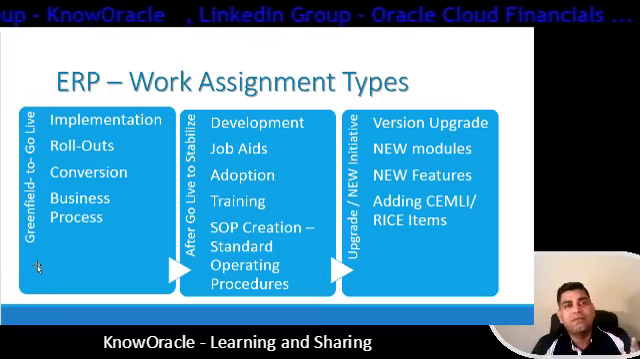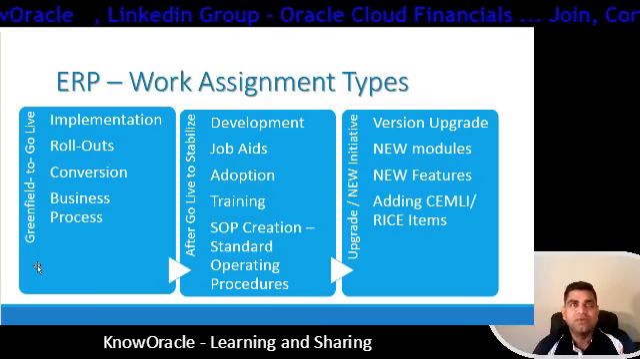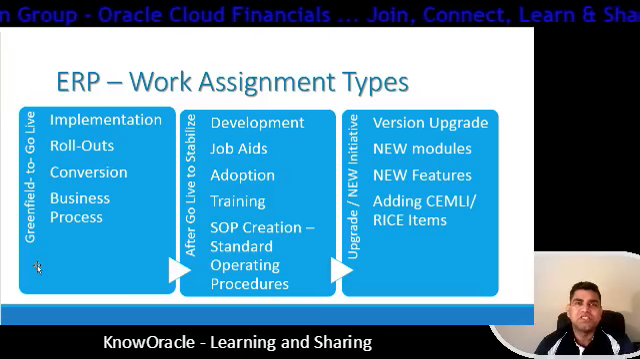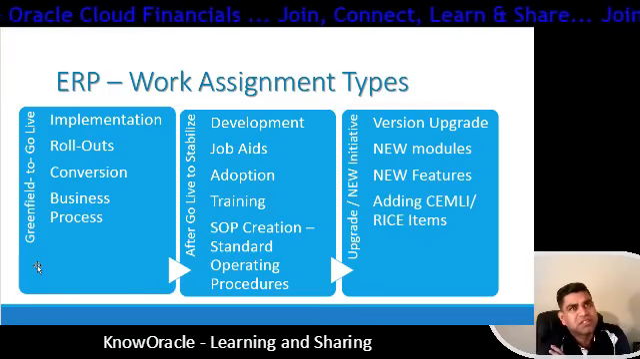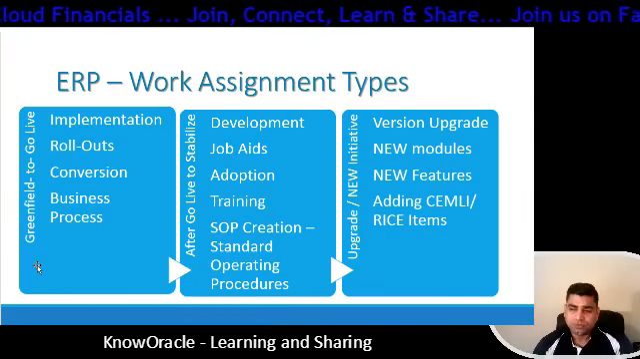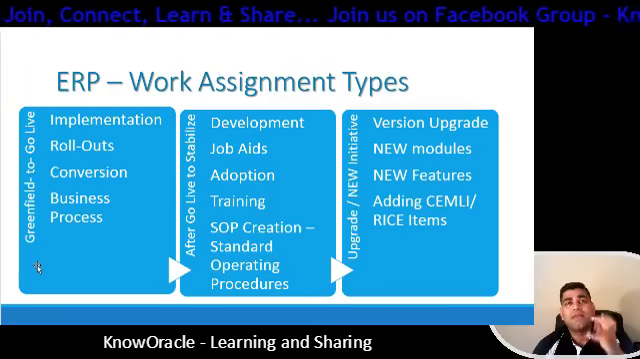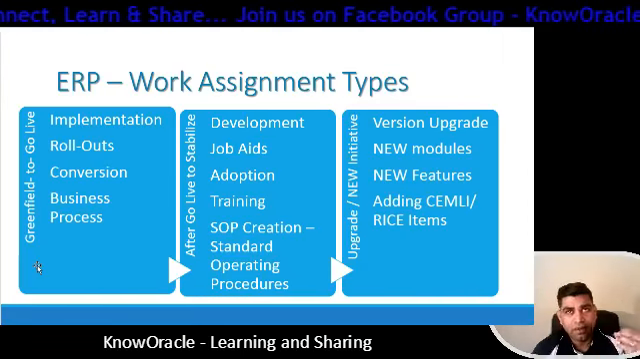When you have a greenfield implementation or before go live, you see all these implementation activities: conversion, business process re-engineering, writing of future processes, rollouts and all. You see a different nature of work, and based on that work, those roles are different.